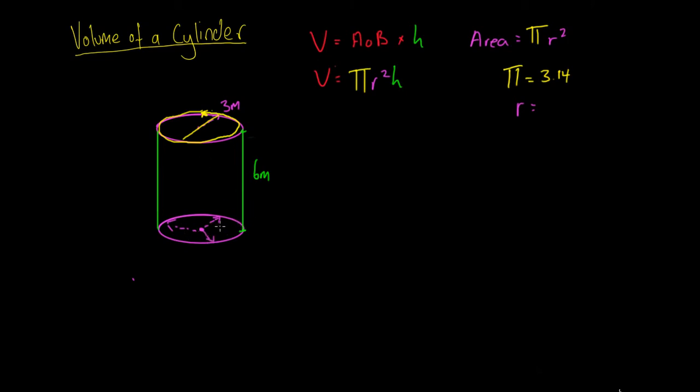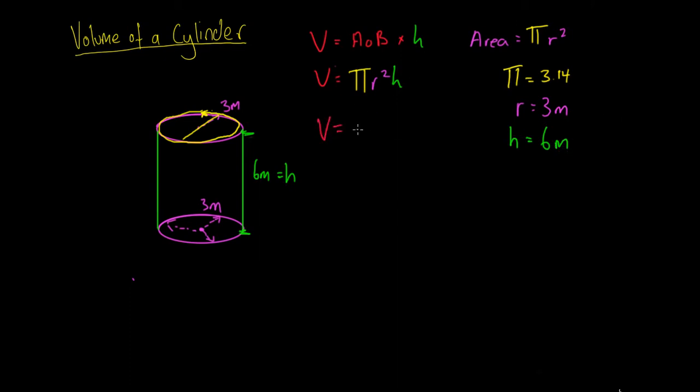In this example, we have a radius which was given to us, and it's 3 meters. So here we can say the radius is equal to 3 meters. We also need to know the height of the shape. If we look over here, the height of the shape is here. This 6 meters is the height, so we can say the height of the shape is equal to 6 meters.